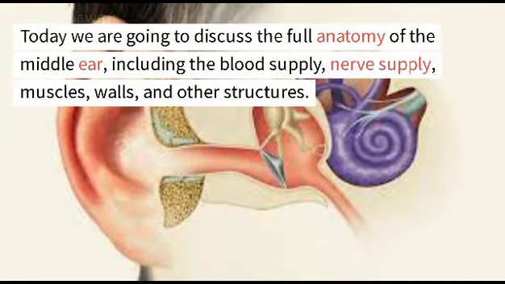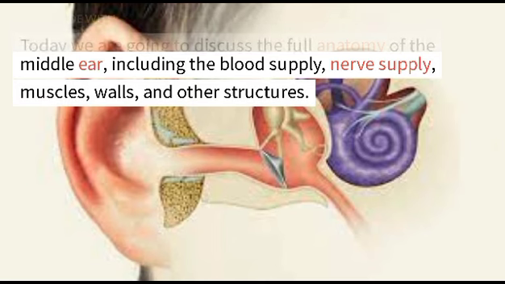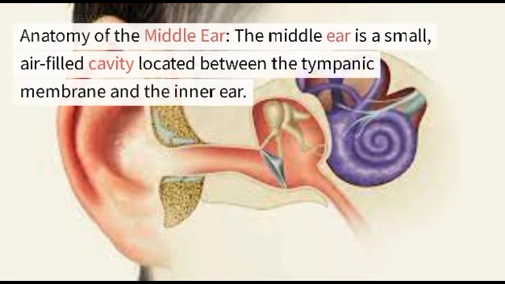Today we are going to discuss the full anatomy of the middle ear, including the blood supply, nerve supply, muscles, walls, and other structures. Anatomy of the middle ear.